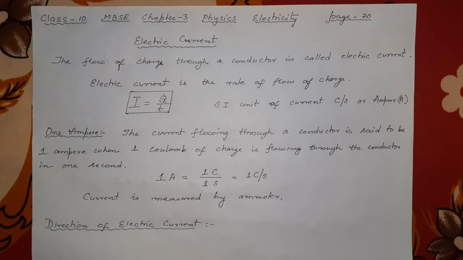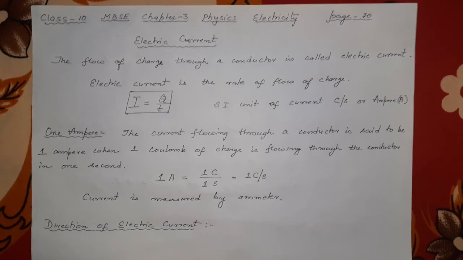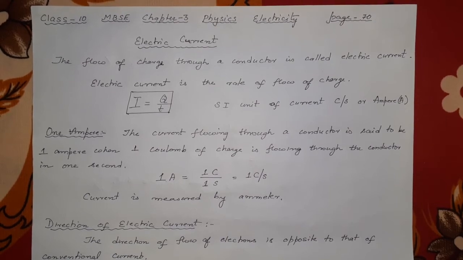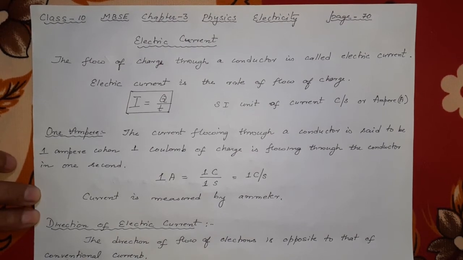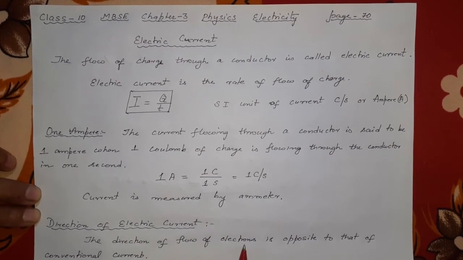So how do we write this? Let us write. The direction of flow of electron is opposite to that of the conventional current. Conventional current is not a real thing, remember. Why is it conventional? Because very early on it was said that this is the current's direction. Later on we found that the flow of electron is the real thing.